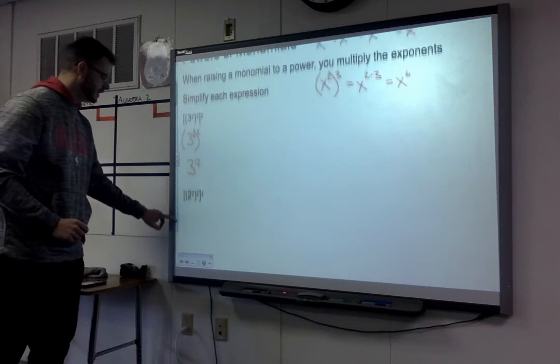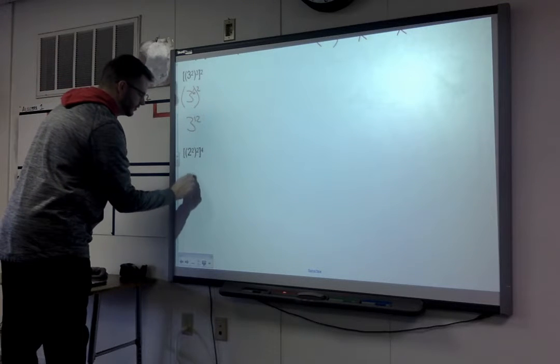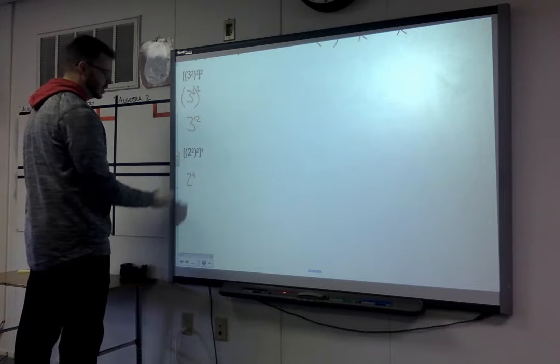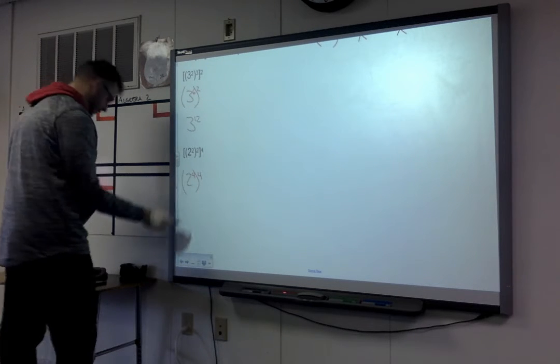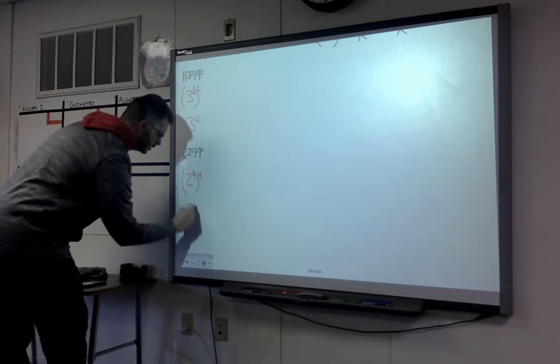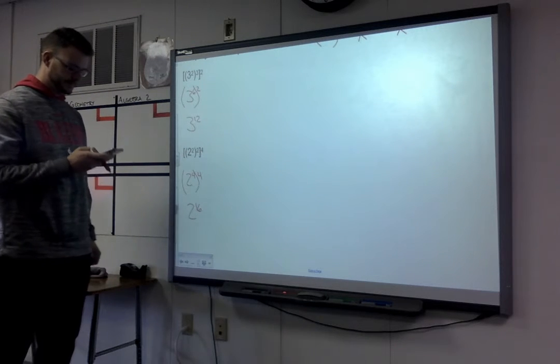And then same thing here. 2 squared squared would give us 2 to the 4th power. 2 times 2 is 4. Then we're raising that to the 4th power. 4 times 4 is 16. So this would give us 2 to the 16th power.